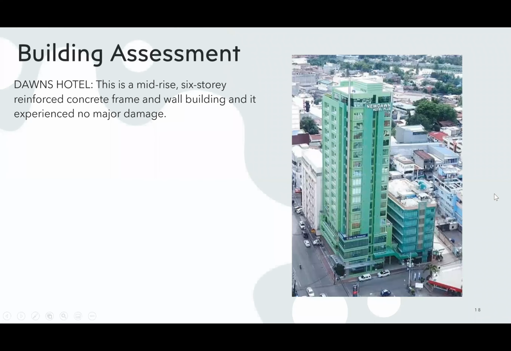Don's Hotel. This is a mid-rise 6-story reinforced concrete frame and wall building. It experienced no major damage. The picture is how it is as of 2022, not back then.